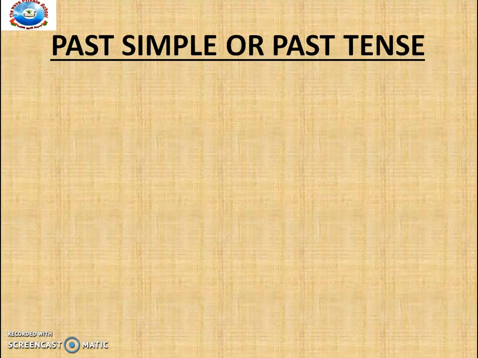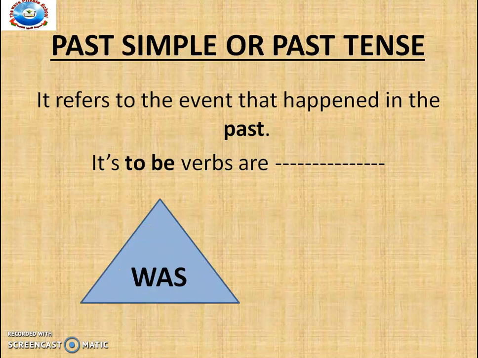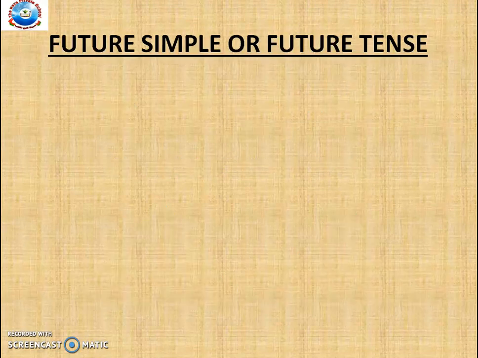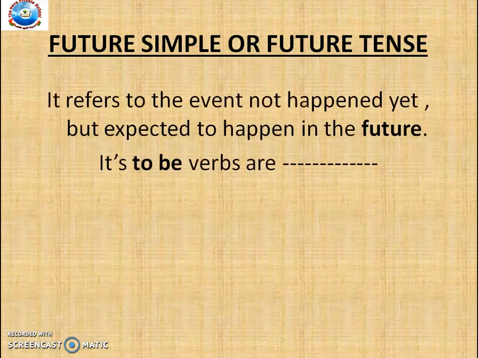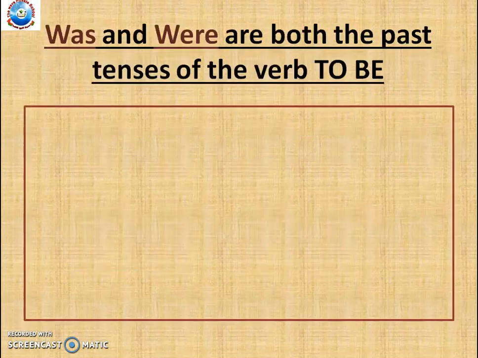Past simple or past tense. Now what is past simple? It refers to the event that happened in the past. Its to-be verbs are was, were. Future simple or future tense. It refers to the event not happened yet but expected to happen in the future. Its to-be verbs are will, shall.